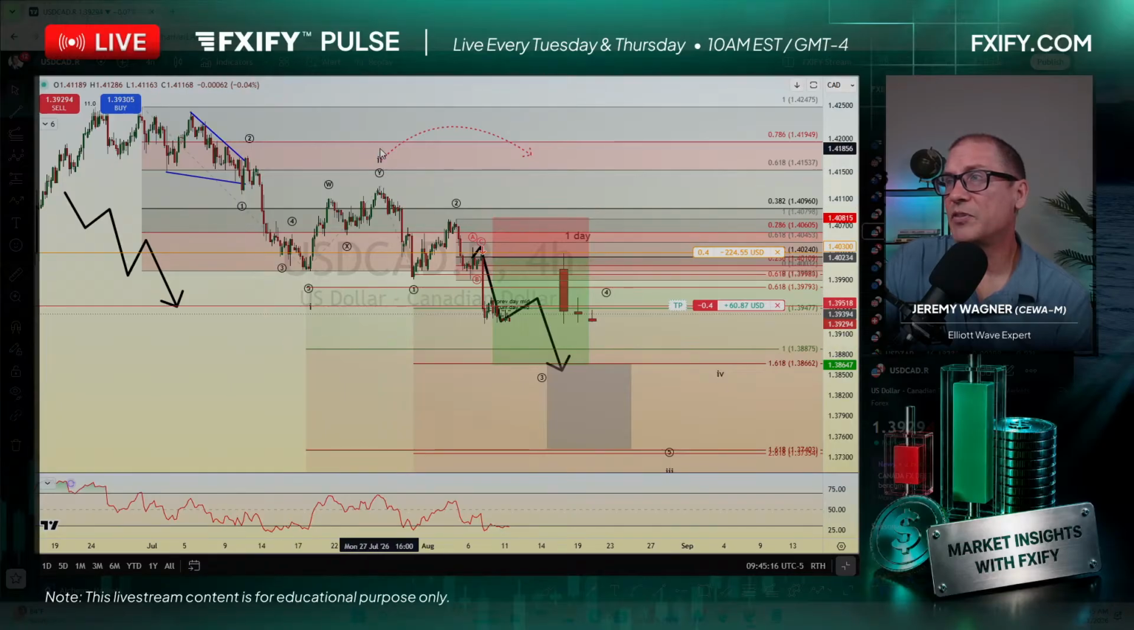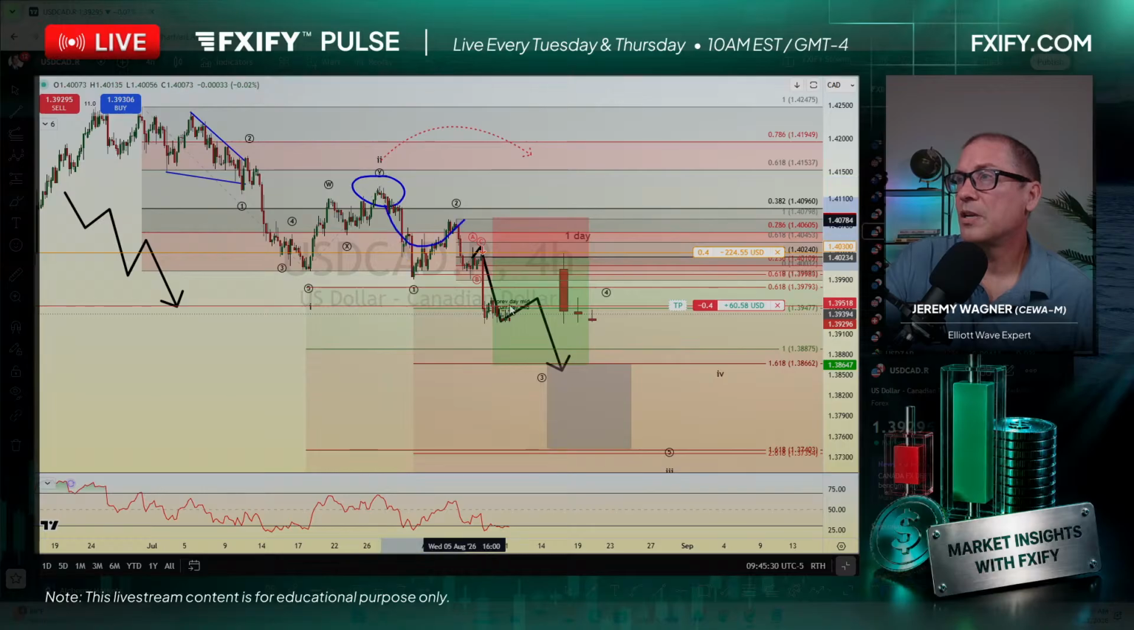So within this third wave, this third wave starts here, okay? And we're about partway through it right now. So it needs to subdivide in 5 waves. We've got 1, 2, and now we're working on 3. So we're still not quite finished with this third wave lower. And this would be 3 of 3. Then we'd get a little bit of a bump in wave 4 of 3, and then one last dump lower in wave 5 of 3.